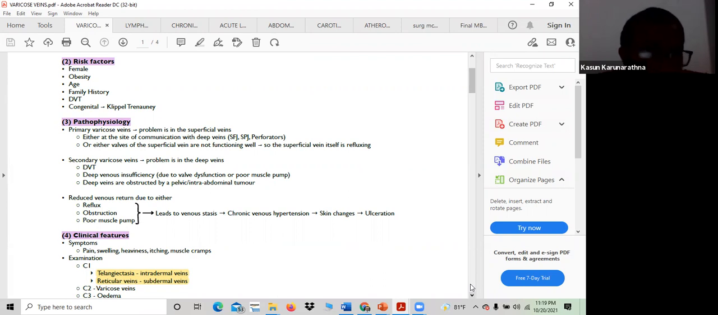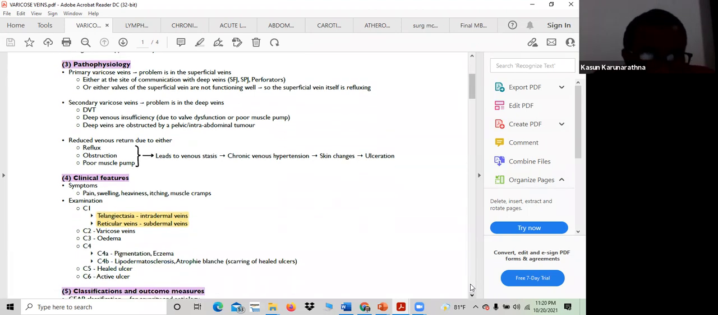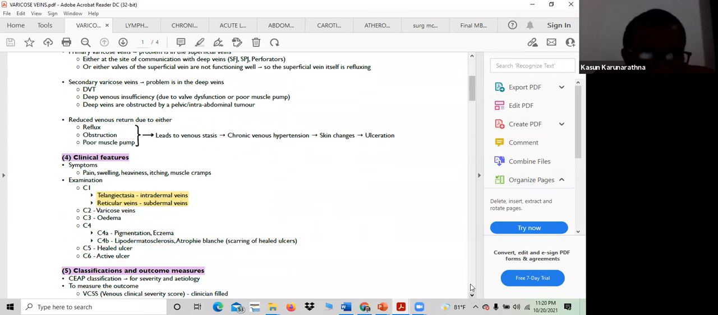Secondary varicose veins: varicose veins due to another etiology can occur due to DVT or deep venous obstruction due to pelvic or intra-abdominal tumors, right? So there's an etiology due to which the patient will develop varicose veins, right? Clinical features: the patient will complain of pain, swelling, heaviness of the limb, itching, and muscle cramps.